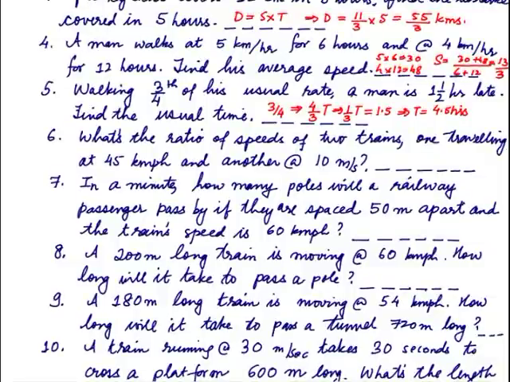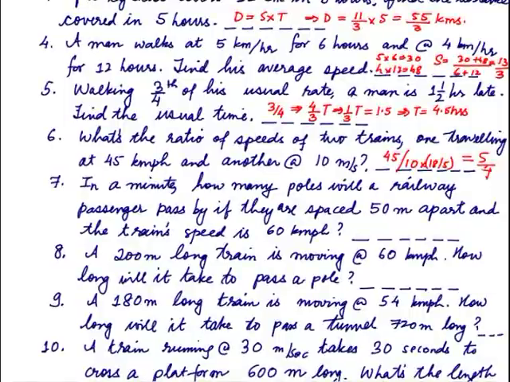We move on to question number 6. What's the ratio of speeds of two trains, one traveling at 45 km/h and another at 10 meters per second? Now, if you don't take care of the units, you're dead. So be very careful about units, okay? So the ratio would be 45 upon 10 meters per second. So convert it to kilometers per hour by multiplying it by 18/5. We have seen that. So 45 divided by 10 into 18/5. Once this is solved, it leads us to the answer, 5/4. I hope this is very clear. So the ratio of the speeds of these two trains is 5:4.